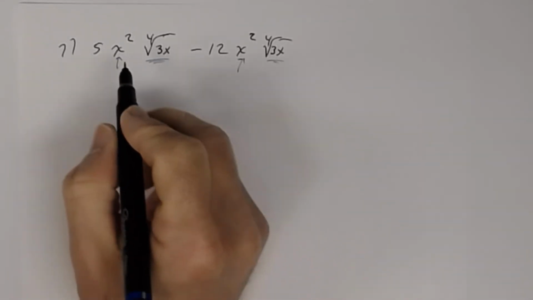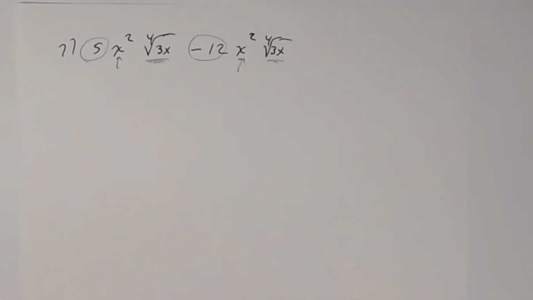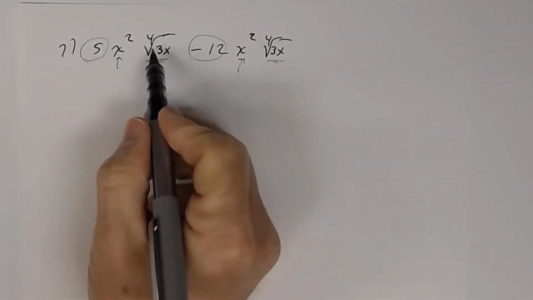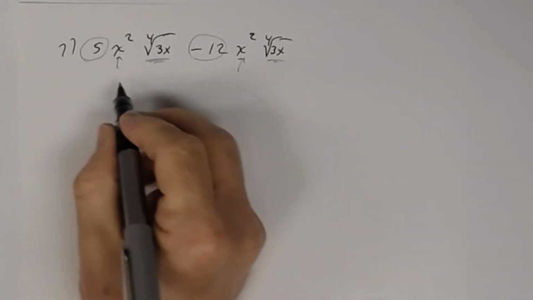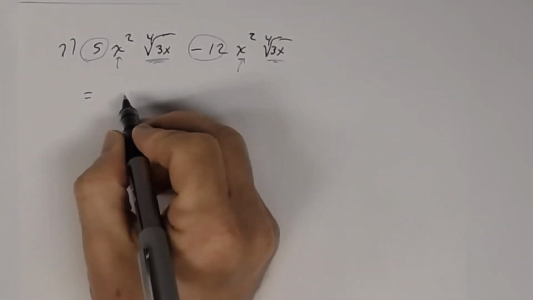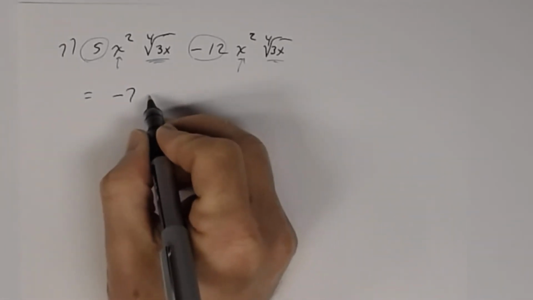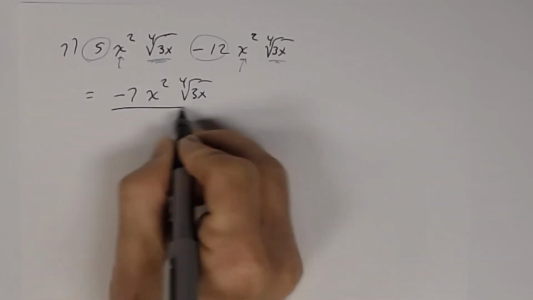So those are good. So then all I got to do is look at the 5 and the negative 12. So I have 5x squared fourth root of 3x and a negative 12x squared fourth root of 3x. So 5 and a negative 12, what's that? Negative 7. So I get negative 7x squared fourth root of 3x. Okay.